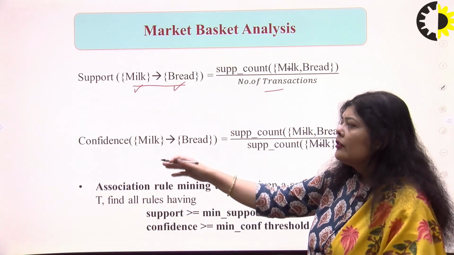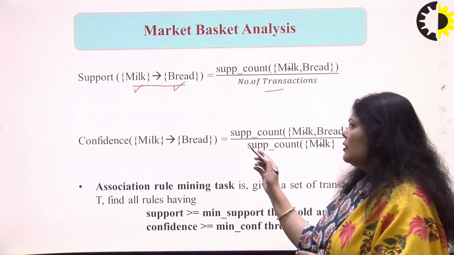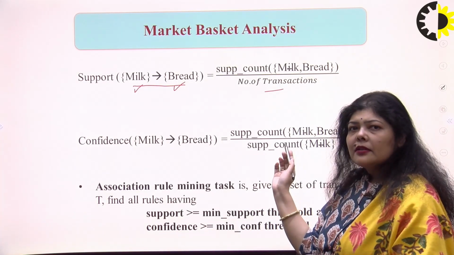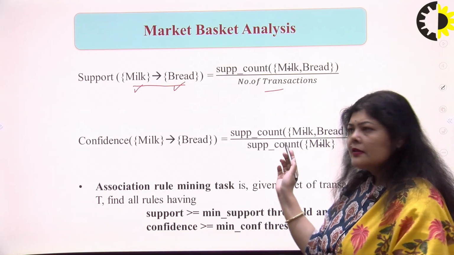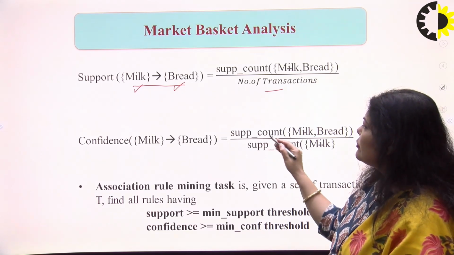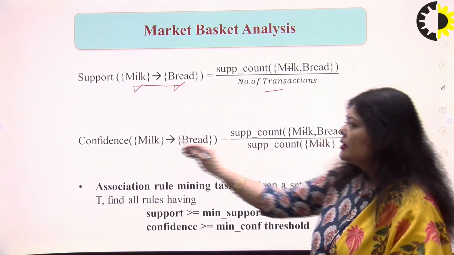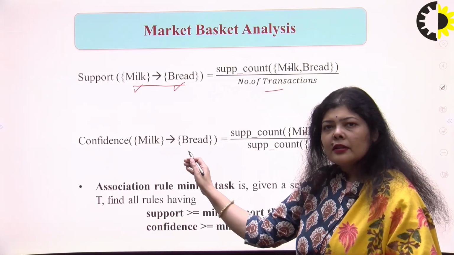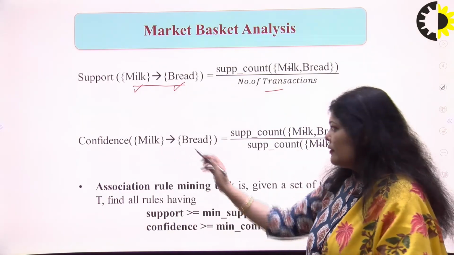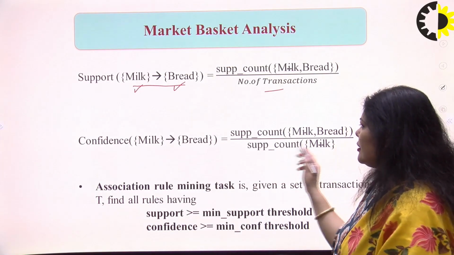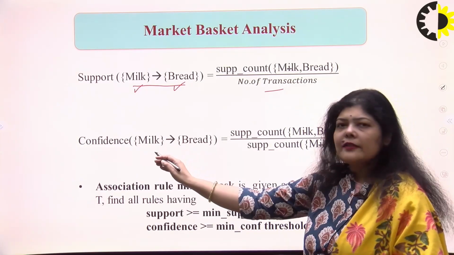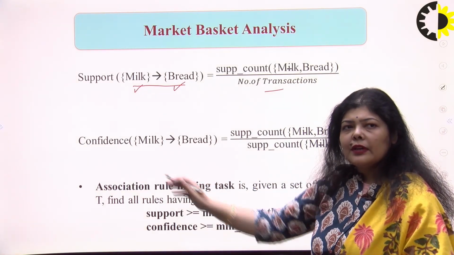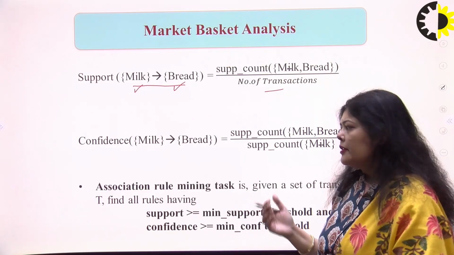Similarly, to find the confidence of this rule, we apply the formula for confidence. For this we need to find the support count of the left hand side and right hand side together for this rule, and divide it by the support count of the left hand side. This way we find the confidence.